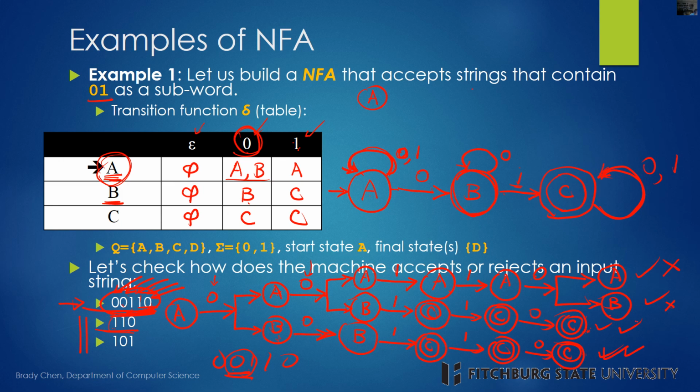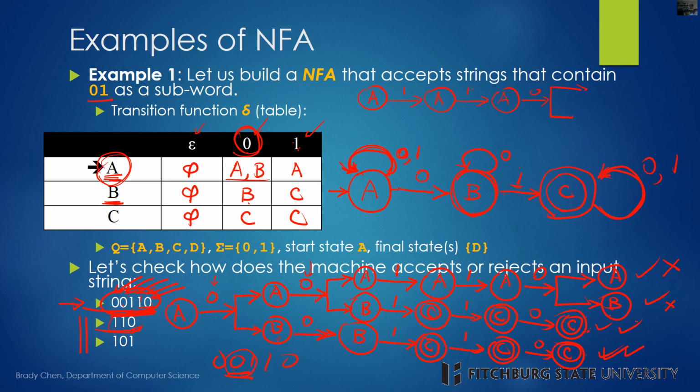Now the first input value is 1, right? If the input value is 1, it stays in A, based on this diagram. And then the next one is also 1, so it stays in A. And then the next one is 0. The last one is 0.